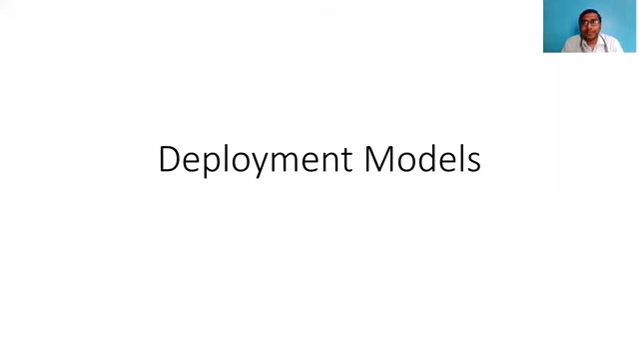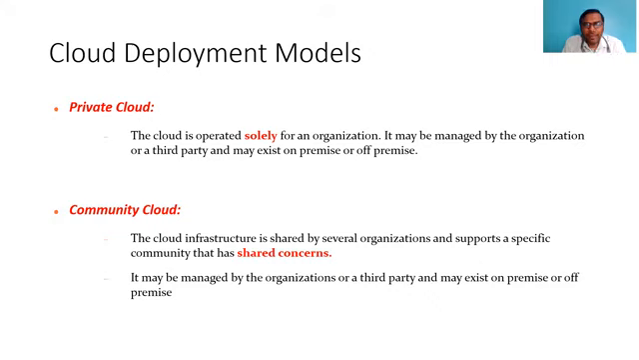So here we have several categories of cloud deployment model. One is private cloud, public cloud, hybrid cloud, and community cloud. We will see them one by one, and later we will go into further detail about community cloud. Private cloud is nothing but a cloud operated solely for an organization. Only for a particular organization will the private cloud infrastructure be used. It may be managed by the organization or a third party, and may exist on premise or off premise.